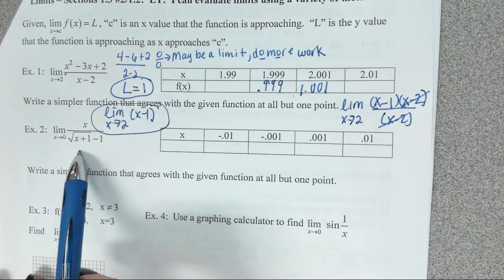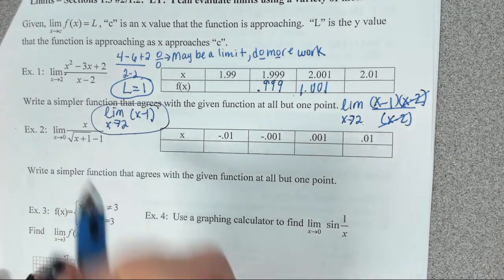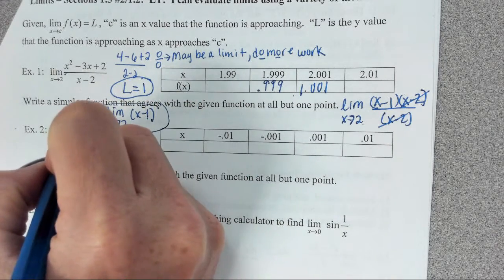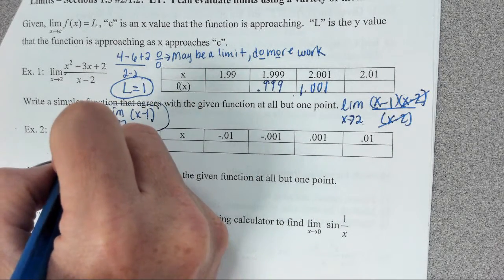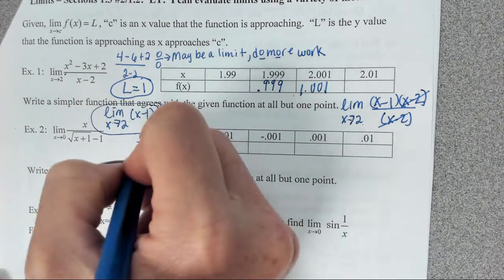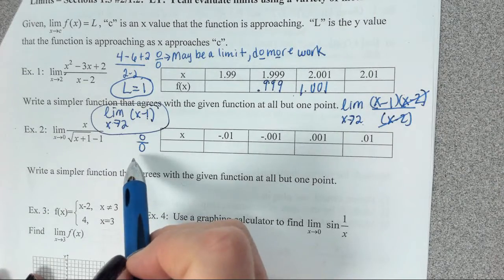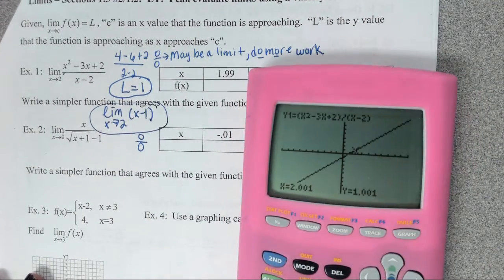Okay, let's look at number 2 now. I try plugging in 0. If I plug in 0, I'm going to get 0 on the top. 0 plus 1 is 1. Square root of 1 is going to be 1. Minus 1 is going to be 0. But 0 over 0 does not mean that there's no limit. We want to do some more work.